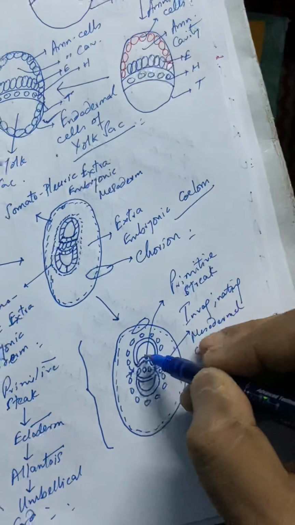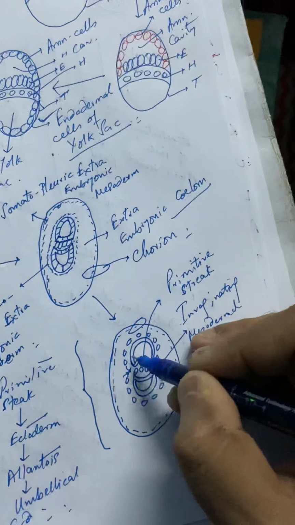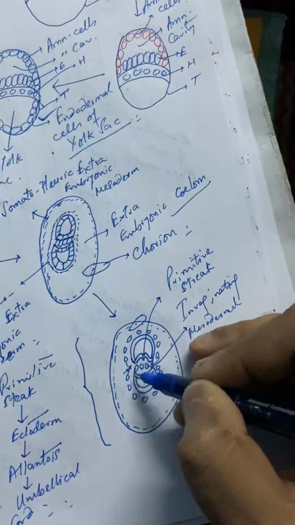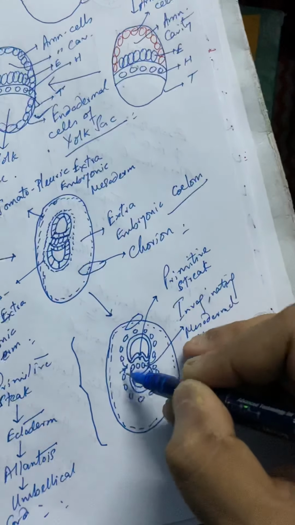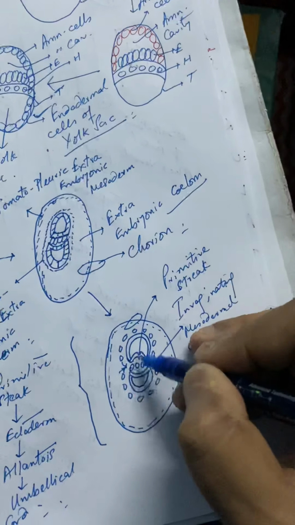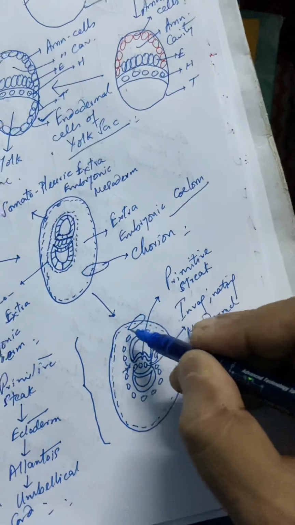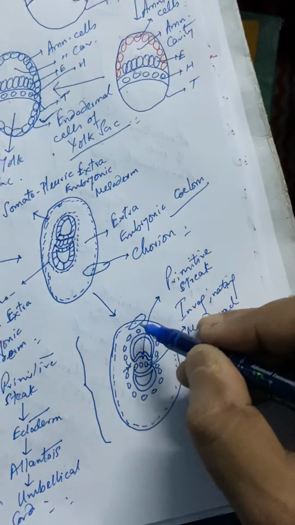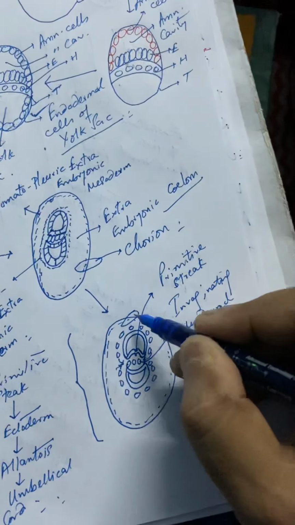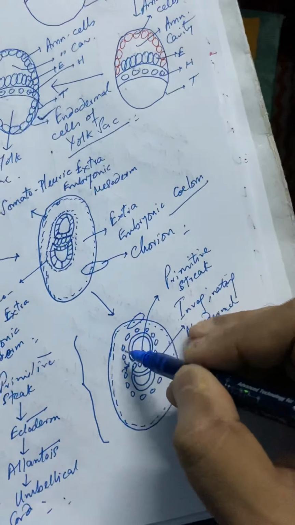Now see here, this is the epiblast, formation of the primitive streak, this is the amniotic cell, this is the hypoblast, and here is the endodermal cells of the yolk sac, and therefore there is a gap or a vacuum that has been created, and that vacuum will be filled up by the mesodermal cells of what layer, which is closer to the embryo, and this is the splanchnopleuric extra embryonic mesoderm.